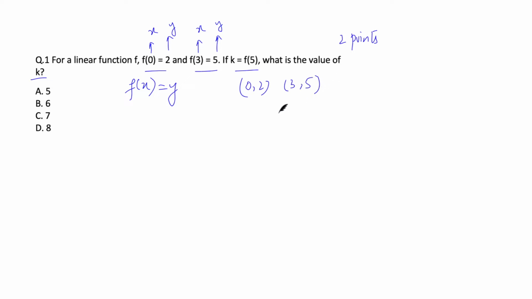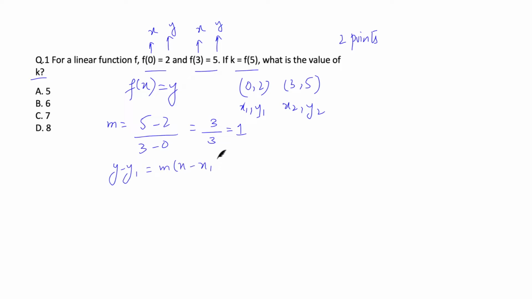Please remember this. So this can be your x1, y1. This can be your x2, y2. You take out the gradient first, that is y2 minus y1 over x2 minus x1. So the gradient is 3 divided by 3, the gradient is 1. Now you know the drill. y minus y1 equals m into x minus x1.